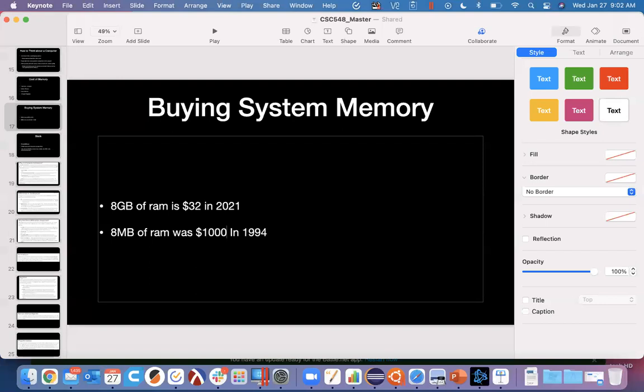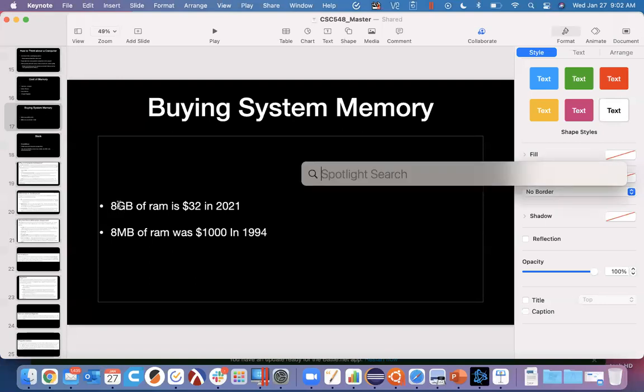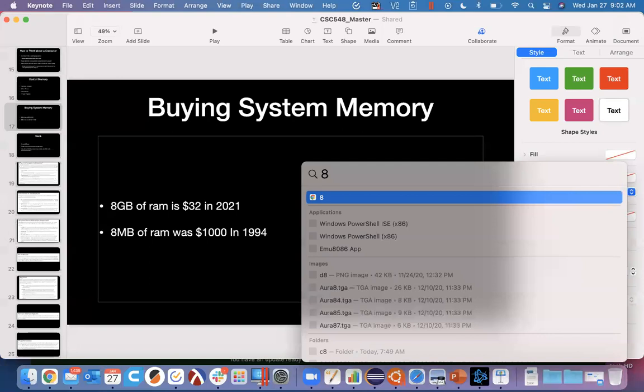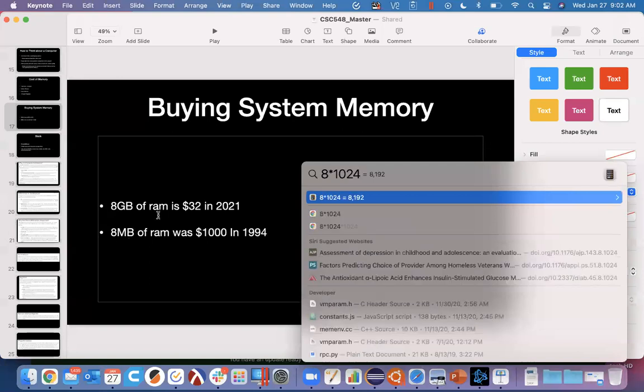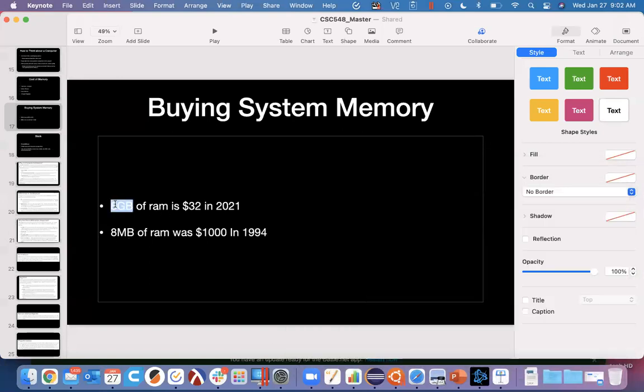Megabytes. So 8 gigabytes is how many megabytes? 8096, right? 8 times 1,024. Oh, 8192. So we can rewrite this as 8192 megabytes of RAM was $32.